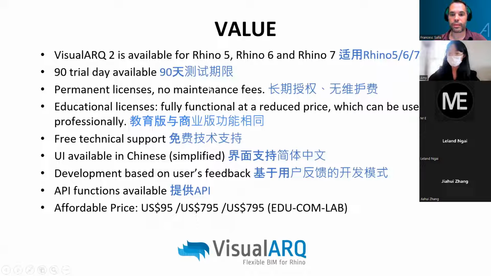Well, these are some values of VisualARQ. It's available on Rhino 5, 6, and 7. That is evaluation version of 90 days. Licenses are permanent, no maintenance fees or anything like that. They are forever. And there are also educational licenses with the same policy as Rhino educational licenses. So you can use them for commercial purposes, and they don't expire either, even if you finish the studies.